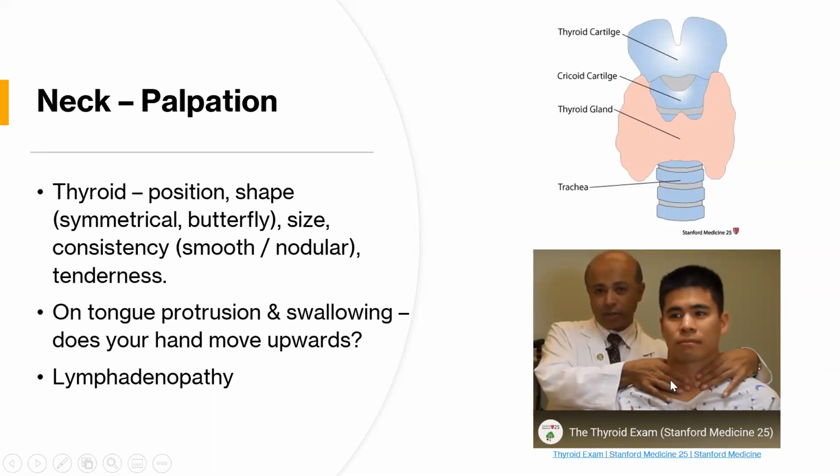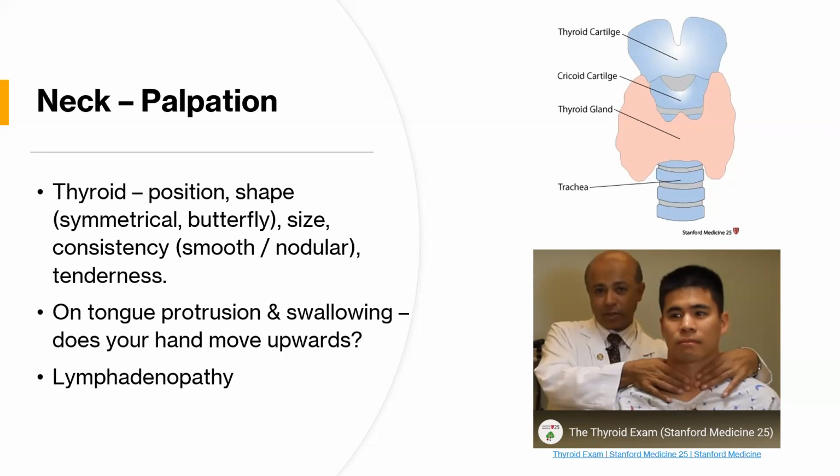Whilst you keep one hand like this, start moving this hand in a circular motion to feel for the thyroid lobes. You need to check the position. It's central, it's symmetrical on both sides, like a butterfly shape. Comment on the size. Do you think it feels too big? It should cover the tips of your fingers there. What is the consistency? It should normally be smooth, but has there been any abnormalities? Is there any nodularity that you can feel on the thyroid itself? And is the patient in any pain when you press on the thyroid gland?